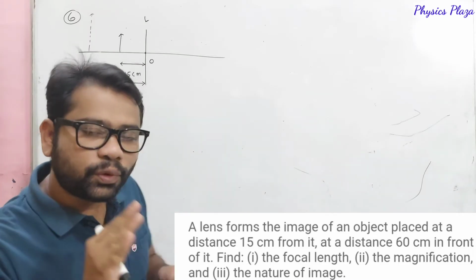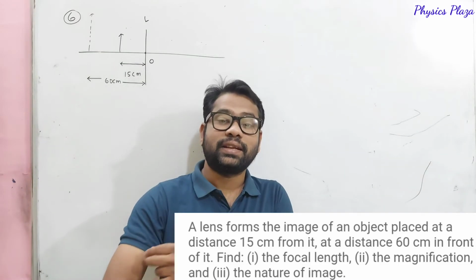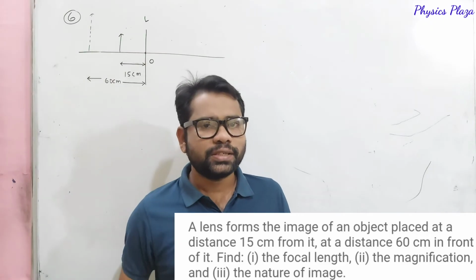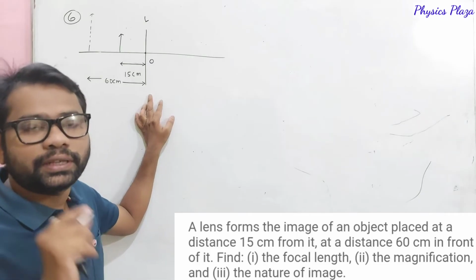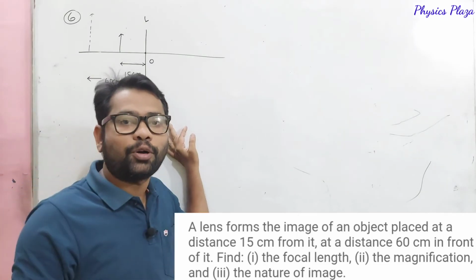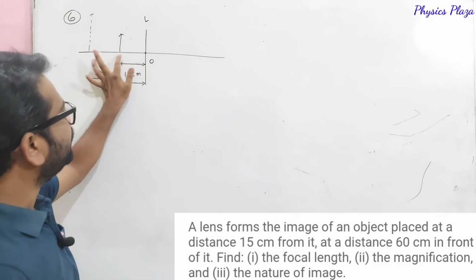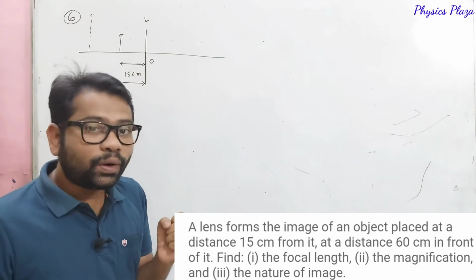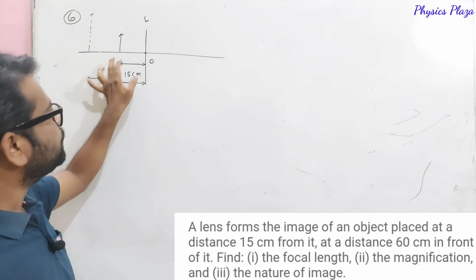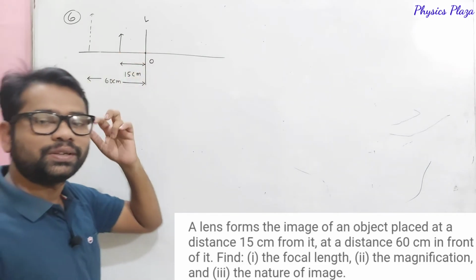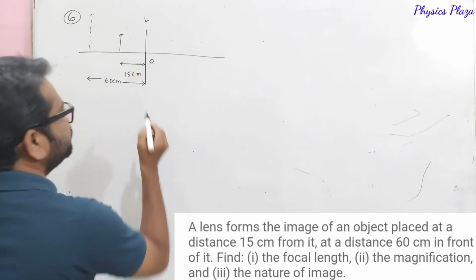Then find the focal length of the lens and write the characteristics of the image formed. Children, just think logically: if it was a concave mirror, then the image might have formed in between the object and the mirror. Here, what happened? The image is formed on the same side only, but not between the object and the optic center. So definitely it is a convex lens only.